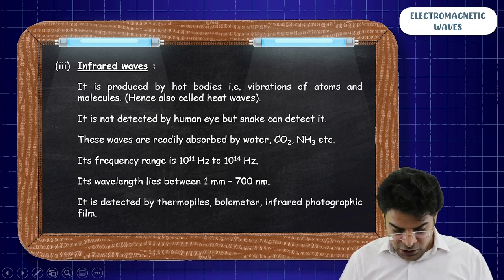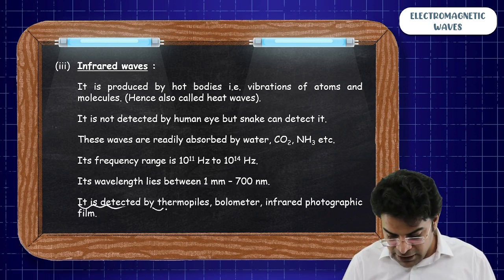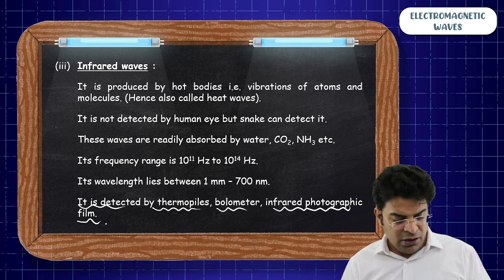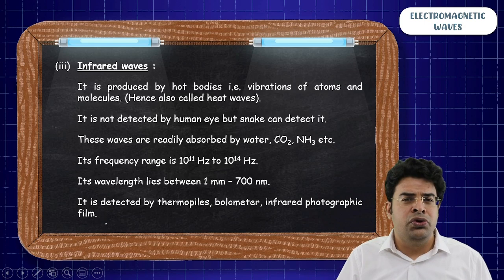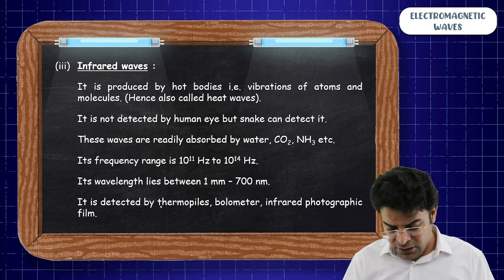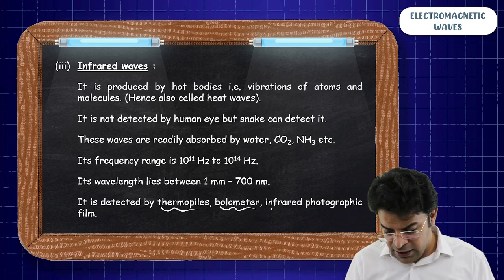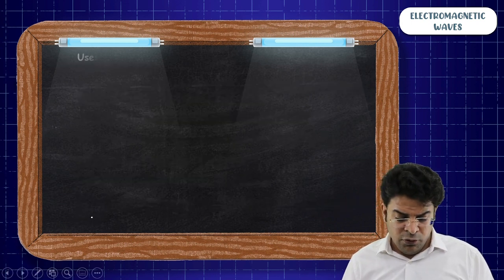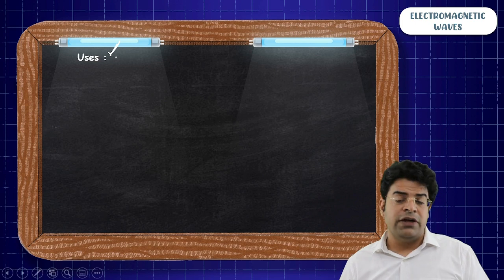Moving on, it is detected by thermopile, bolometer and infrared photographic film. So as to detect it, they might ask thermopile, bolometer and infrared photographic film. Next, moving on to the uses of infrared radiation.